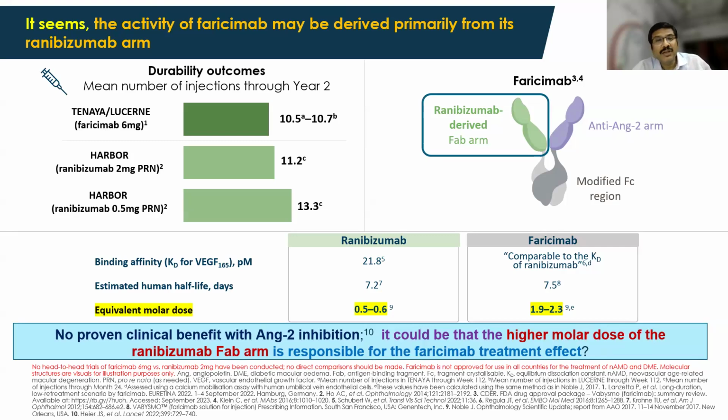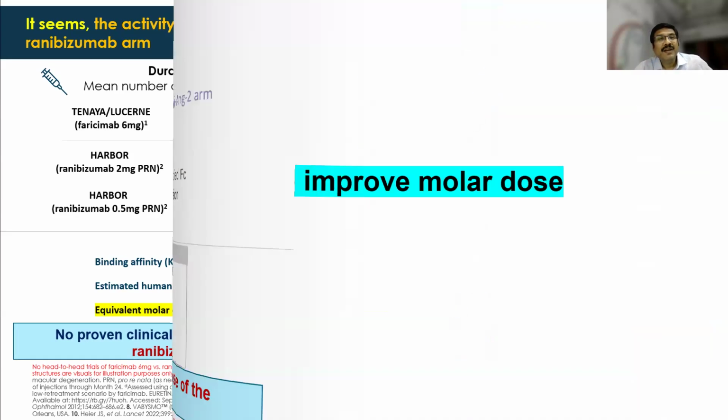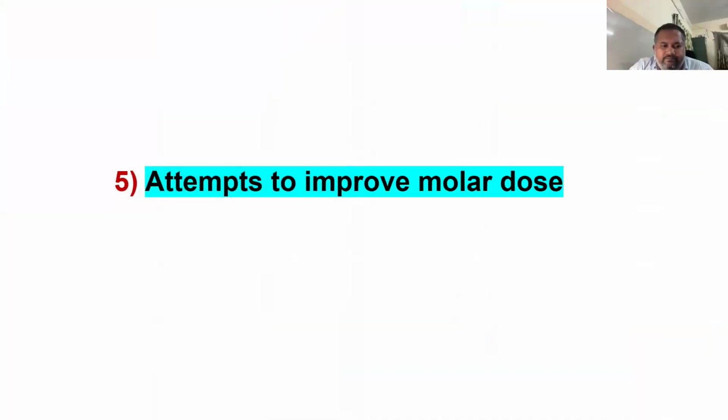It could be that the higher molar dose of ranibizumab's Fab arm is responsible for the faricimab treatment effect. And this is what I was saying, Shobhit, that in terms of the ranibizumab arm, the equivalent molar dose for faricimab is 4 times that of ranibizumab. So if ranibizumab is kind of risky in patients with low eGFR, so should be faricimab, maybe even more. Yes, sir.